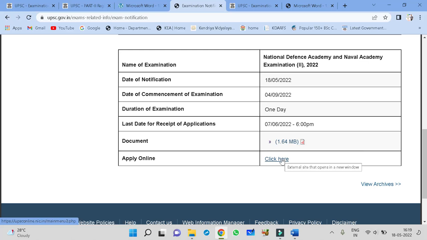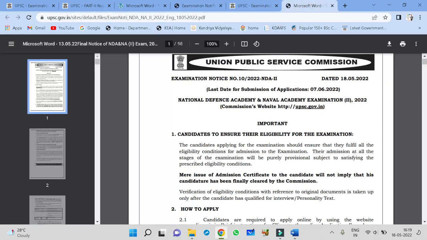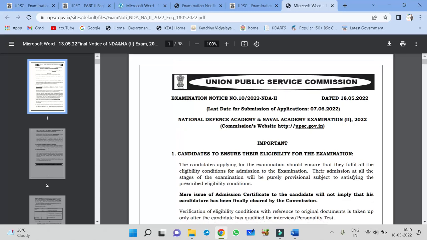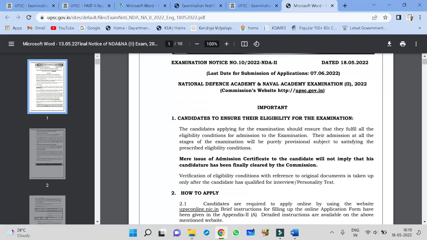If you click here, you can apply here, right? So if you click here, you have got the PDF. What is in this PDF? It is nothing but the detailed notification. It is around 98 pages. You can see 1/98. So they have published the important dates here.